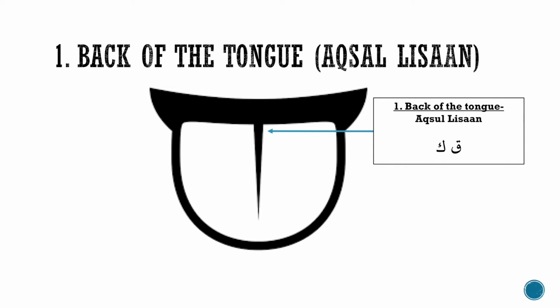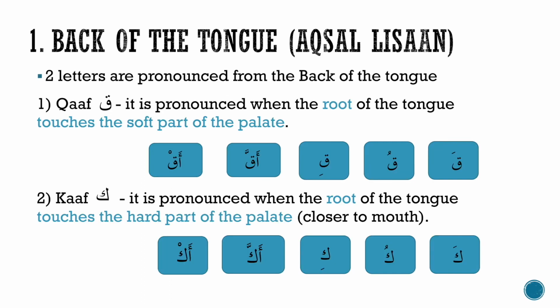From the 18 letters, 2 letters come from the back of the tongue, أقصى اللسان, قاف and كاف. قاف is pronounced when the root of the tongue touches the soft part of the palate. قا, قو, قي, أق.